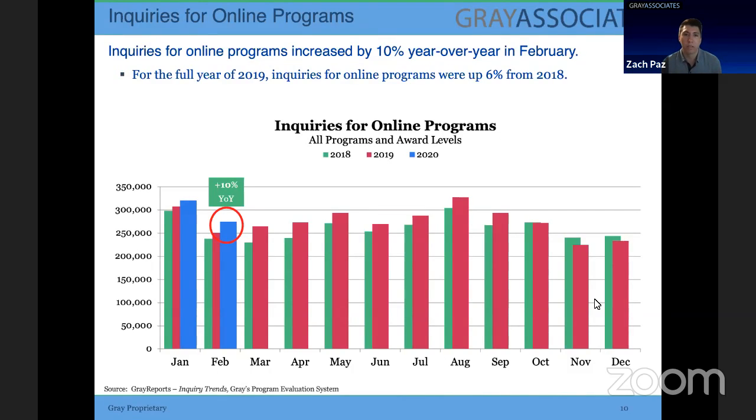It'll be especially interesting to see how the recent events will have an effect on the interest in online programs. So make sure to come back next month or the next couple of months to see how everything that's going on will affect the interest in online.